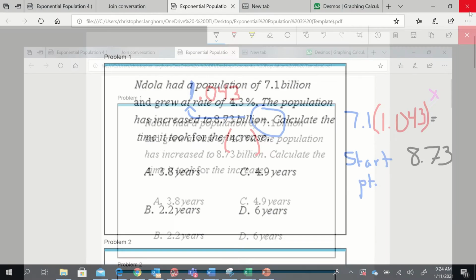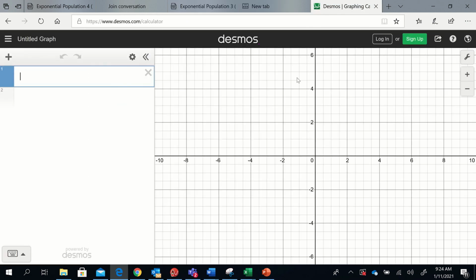So I'm going to Desmos, and in Desmos I'm just going to write it. Here's my starting point, 7.1 billion. Now I'm going to borrow that 1 because I want that 7.1 billion added to my total. So here's my 1, and here's my percentage that it's growing. It's growing at 4.3%, or 0.043 if you write it as a decimal.